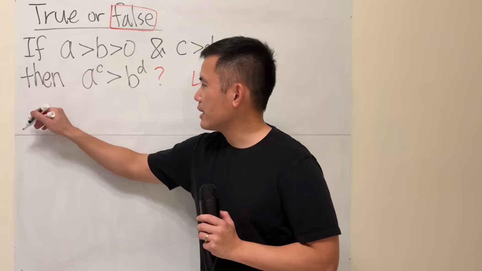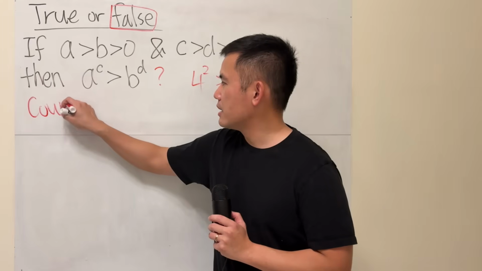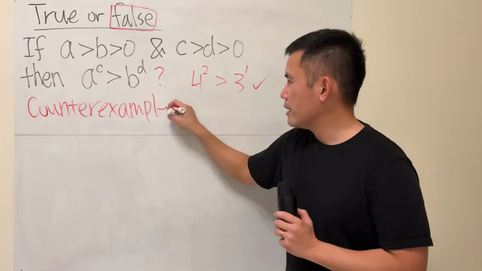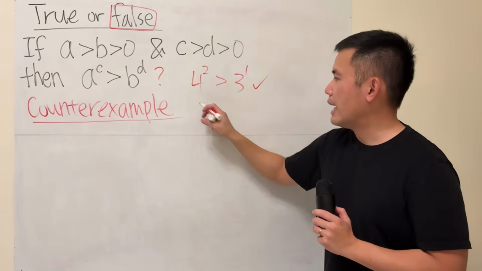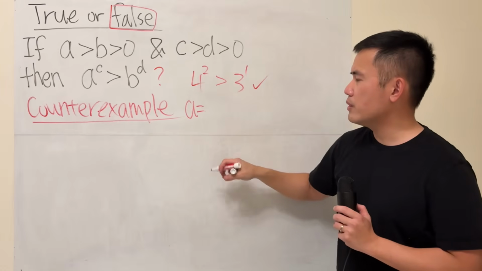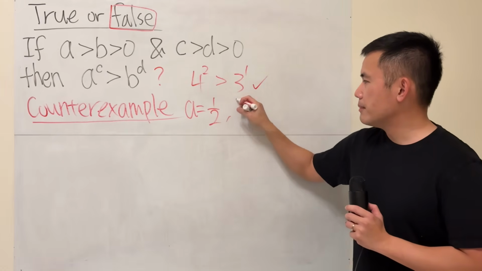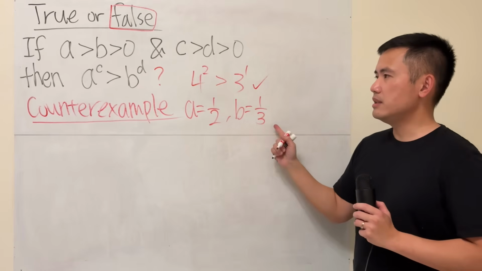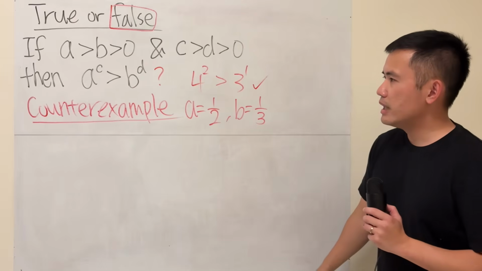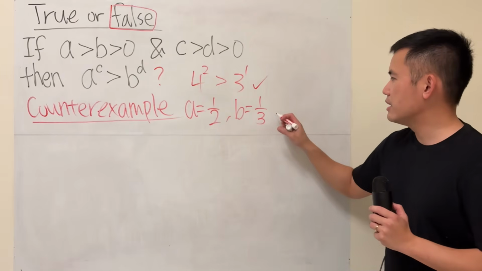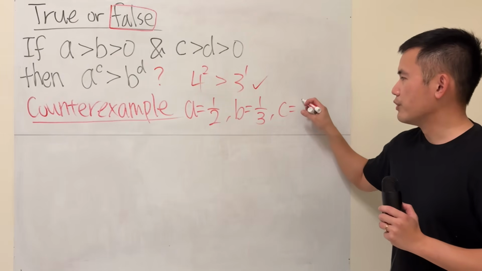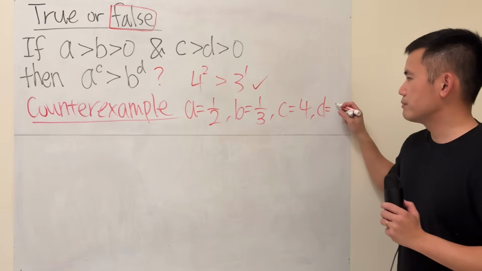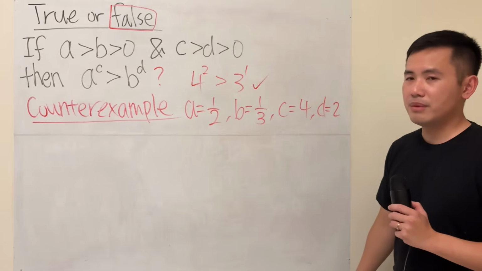So I will just tell you guys, here is my counterexample. I'm going to pick A equal, let's say 1/2, and then B equals 1/3. 1/2 is indeed greater than 1/3. And then C and D, let's just say C is equal to 4, and then D is equal to 2, or something like that. Doesn't really matter that much.